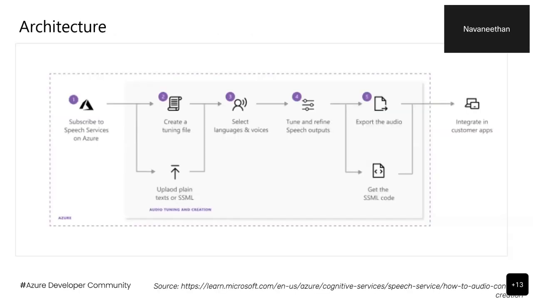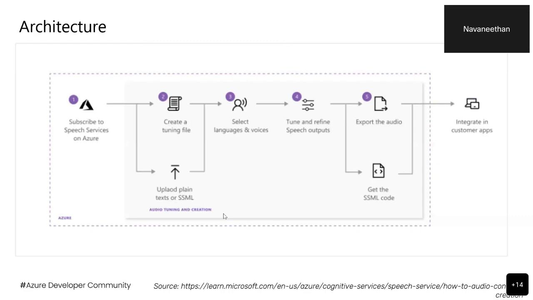So this is the architecture I spoke about. You just need to subscribe to speech services, and you can create the tuning file. This works based on the studio, and you can select the SSML we saw there, and select the languages, voice, or whatever. If you want to tune something, you can. Then you can export the audio and integrate it with your app. In this way, you can do it easily.